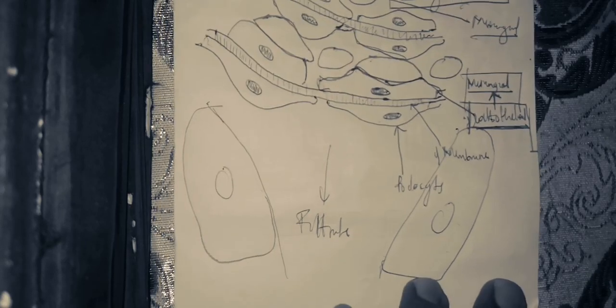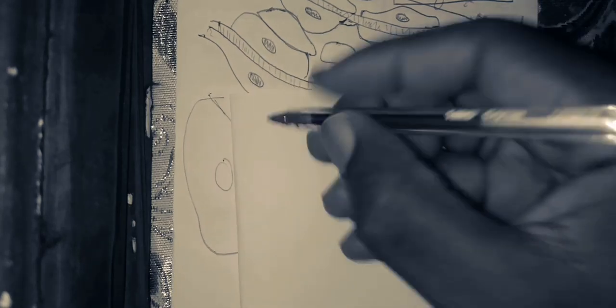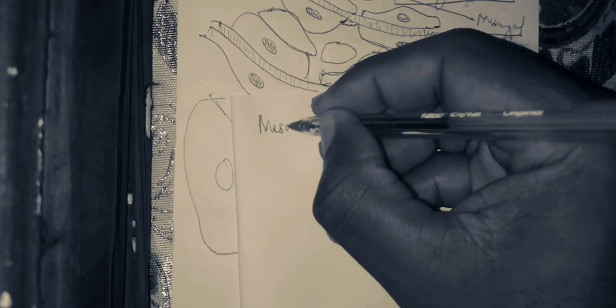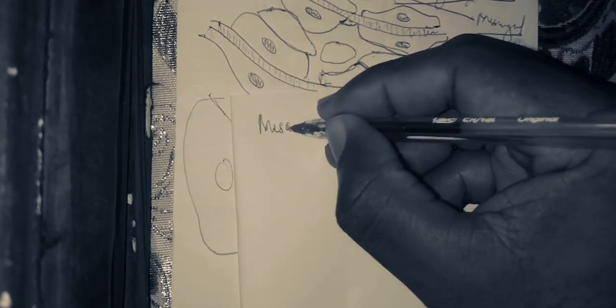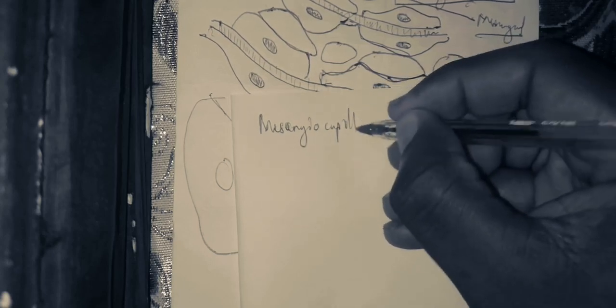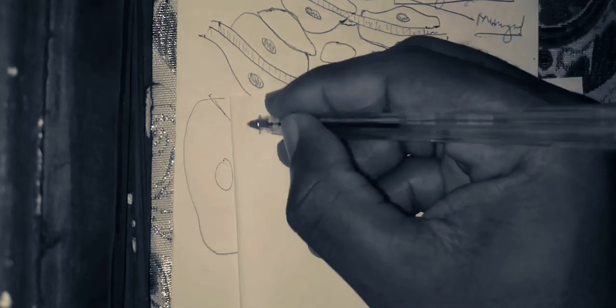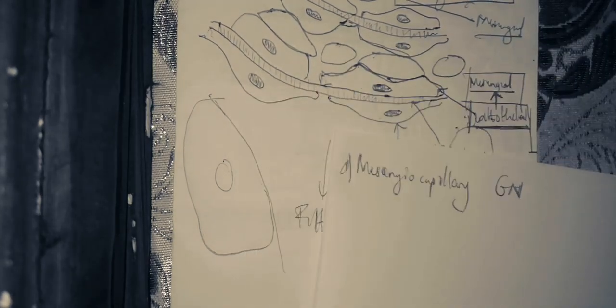Now you can have primary injury to the nephron via the endothelium or the mesangium. Is it clear? If you have injury to the nephron via those cells, it is going to be called a mesangiocapillary glomerulonephritis. Is it clear? It's going to be called mesangiocapillary glomerulonephritis.